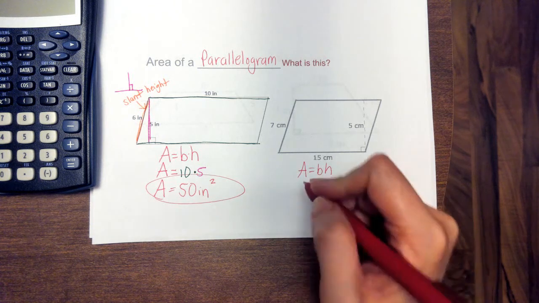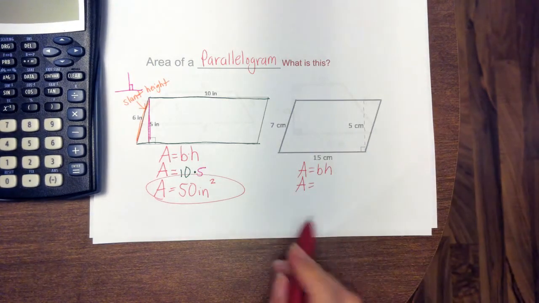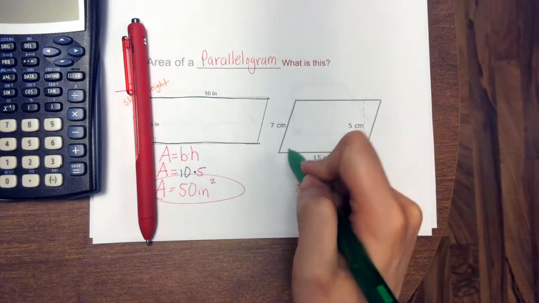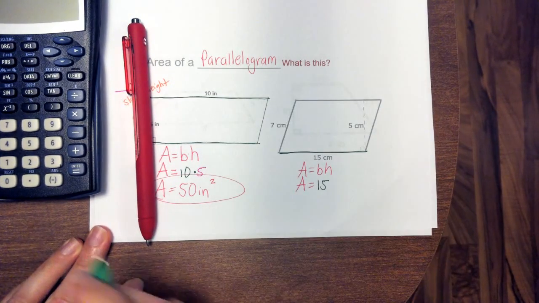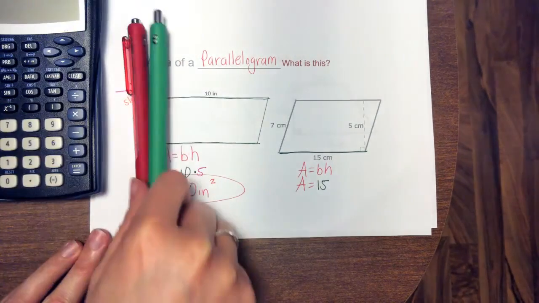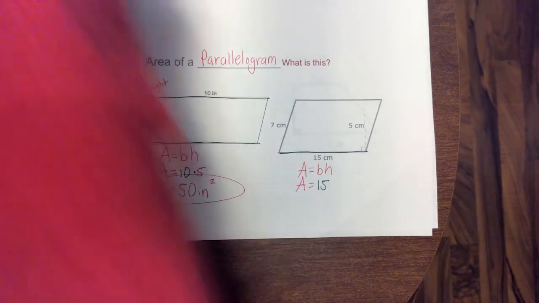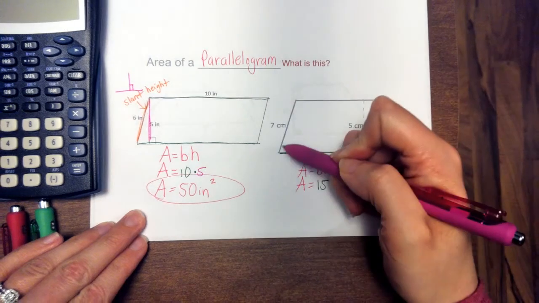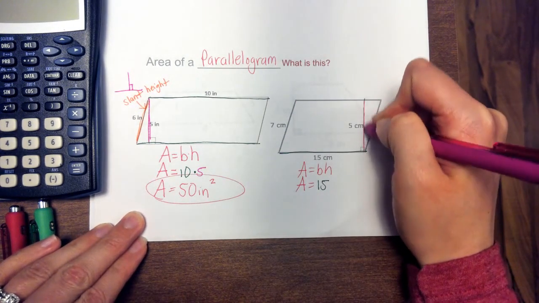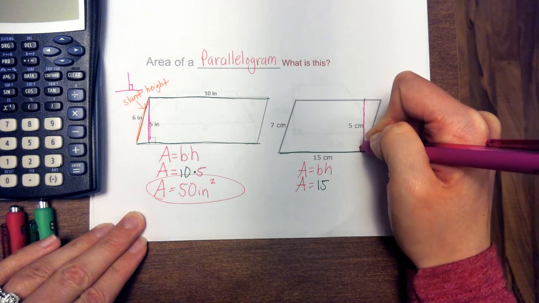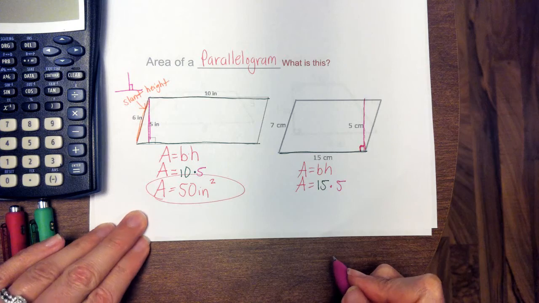So on this one, what you would do is you have your area, you have your base. That base is 15. You have your height. Remember, you want your height to be perpendicular. So I'm not going to use this. This is the slant height. We're going to use perpendicular to the base. Look for that right angle there. So we're going to use 5.